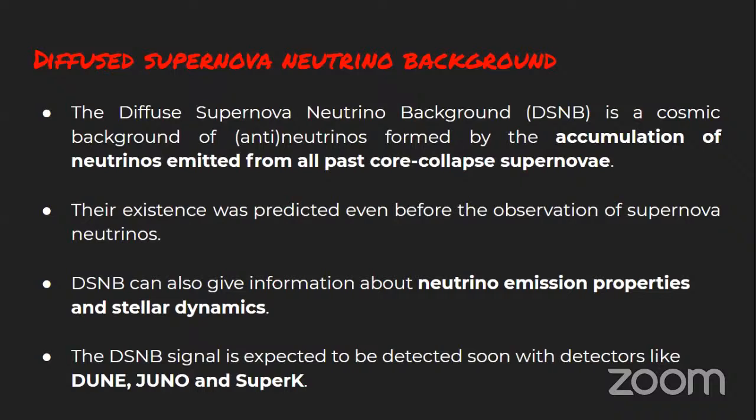Okay, so I'll be ending by mentioning the diffuse supernova neutrino background. So the DSNB is a cosmic background which is formed by the accumulation of neutrinos which were emitted from these core collapse supernovae in the past. Their existence was predicted before the observation of supernova neutrinos, and this can give us information about neutrino emission properties and stellar dynamics. The DSNB signal is expected to be detected soon with our detectors like DUNE, JUNO, and Super Kamiokande. So that's it from our side.